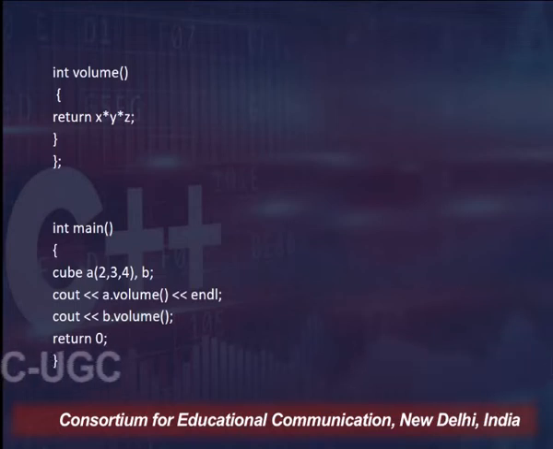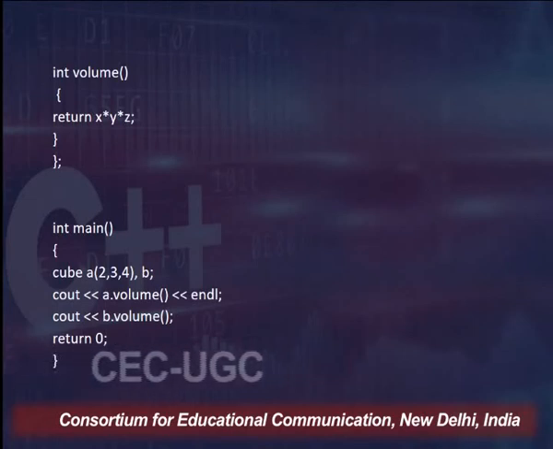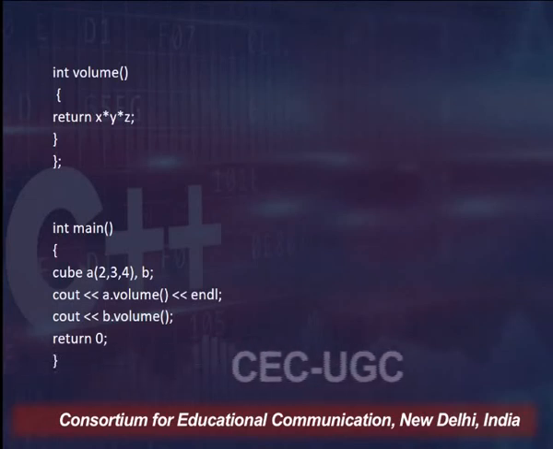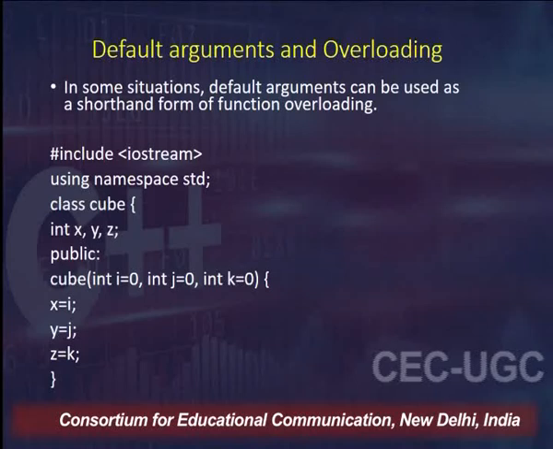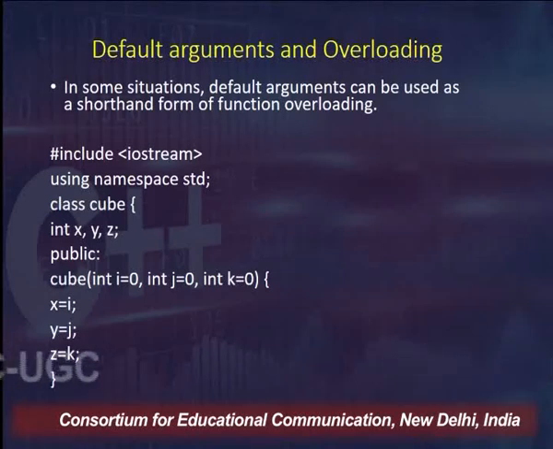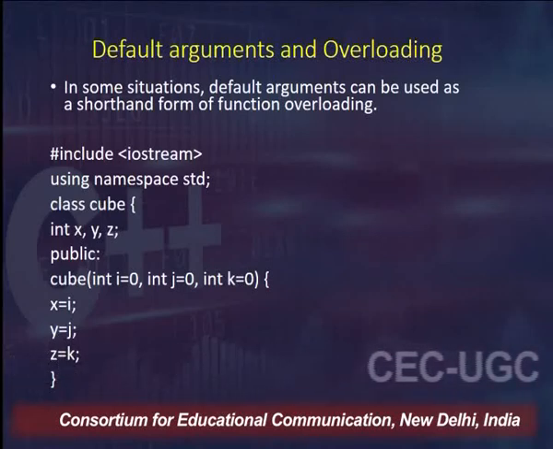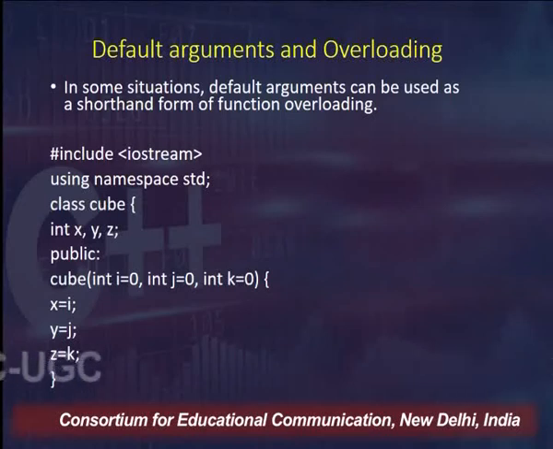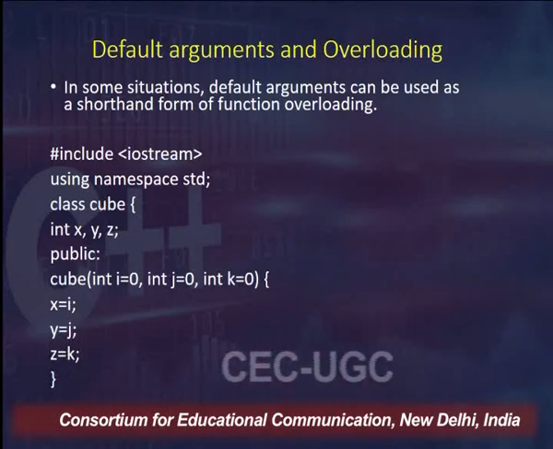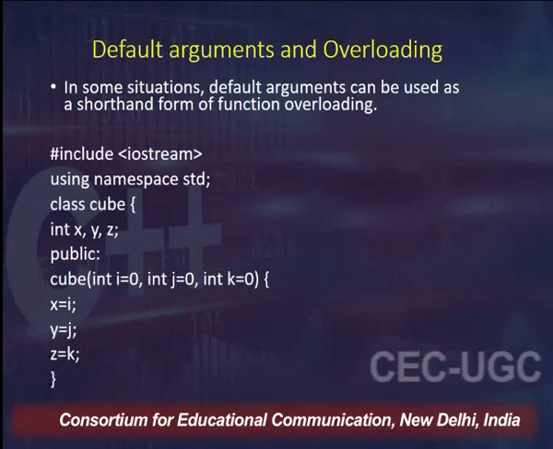Now what is happening here? Whenever we say A(2, 3, 4), the default arguments of the constructor are replaced by the new values 2, 3, 4. On this screen, integer i equals 0, integer j equals 0 and integer k equals 0. These i, j, k, which are set as 0 by default, will be replaced by 2, 3 and 4, and according to these values the volume will be calculated.